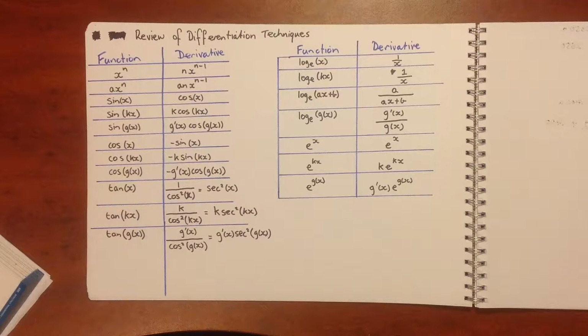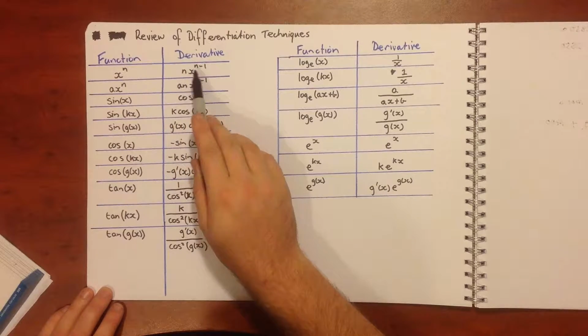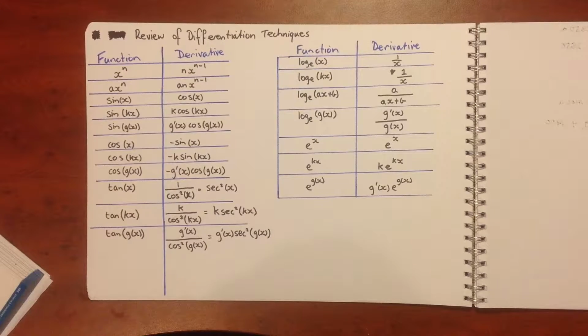So to start off, if we have some function x to the power n, then the derivative is n x to the power of n minus 1. So what we do is we take our power, bring it out the front, and then reduce our power by 1. Remembering if n is a negative number, it's going to become more negative as well.